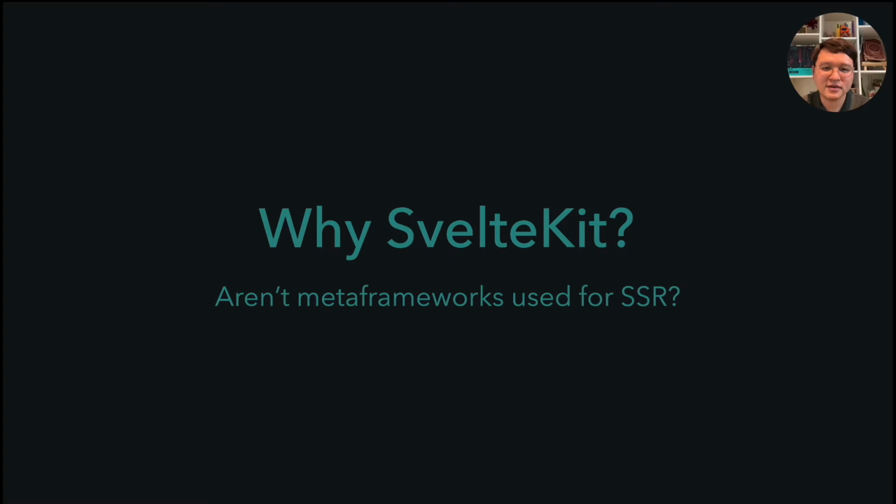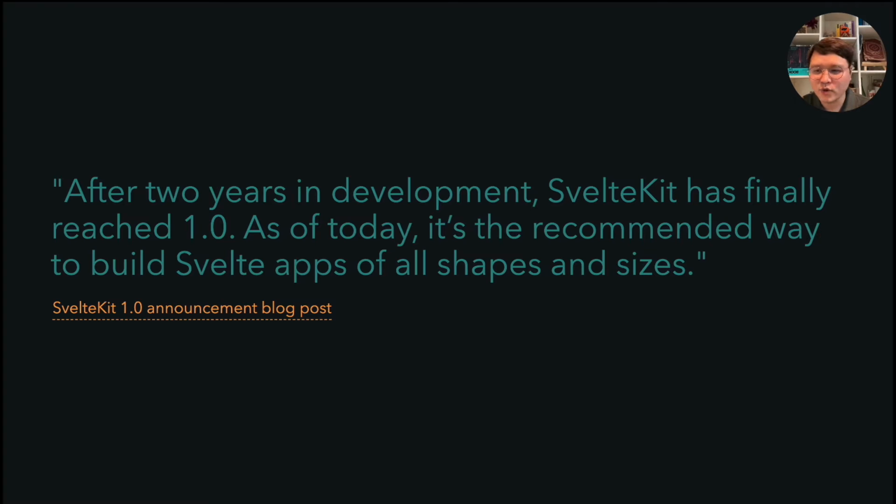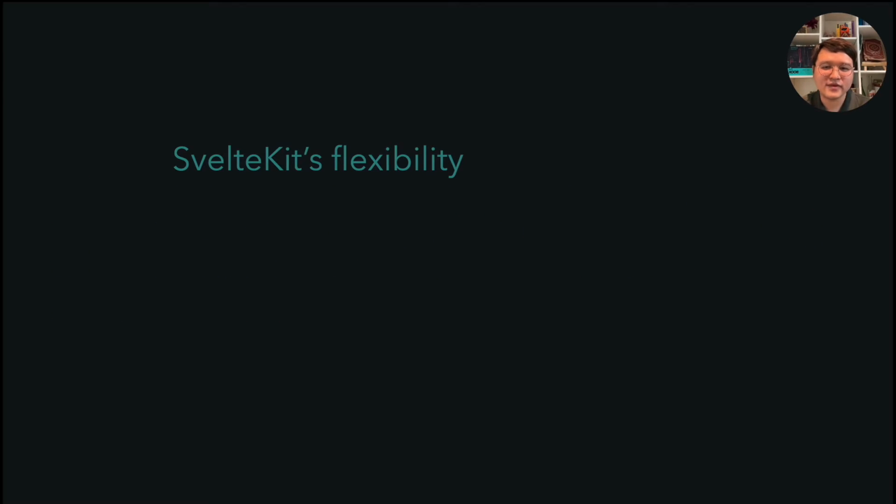And you might ask, why SvelteKit then? Aren't metaframeworks like SvelteKit mainly for SSR? I'm quoting the SvelteKit announcement blog post here for version 1.0. As of the release of 1.0, it's the recommended way to build Svelte apps of all shapes and sizes. And that means SPA is also included. SvelteKit is actually very flexible in this regard. It supports multiple rendering strategies: SSR, CSR, prerender.